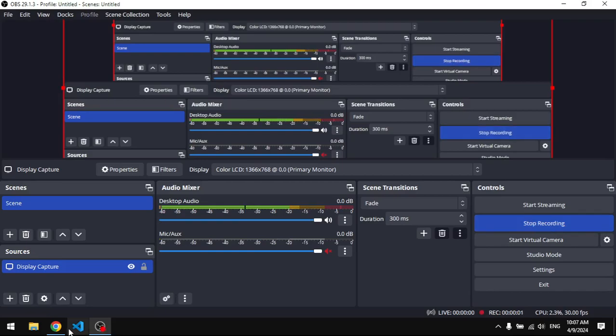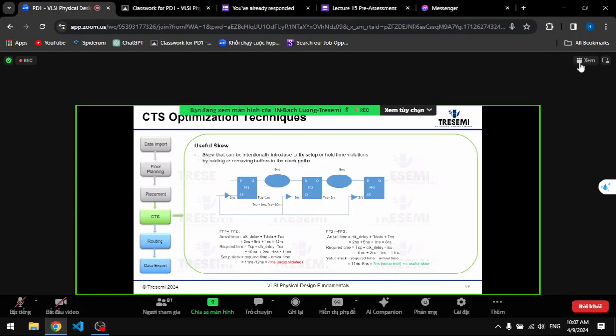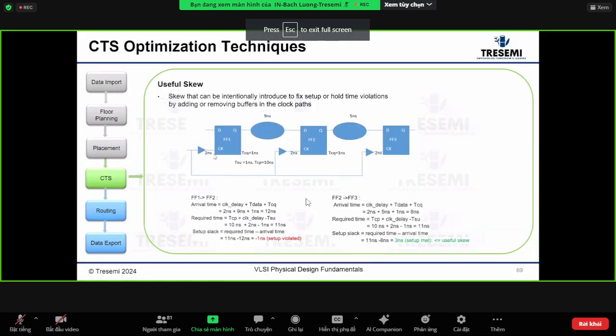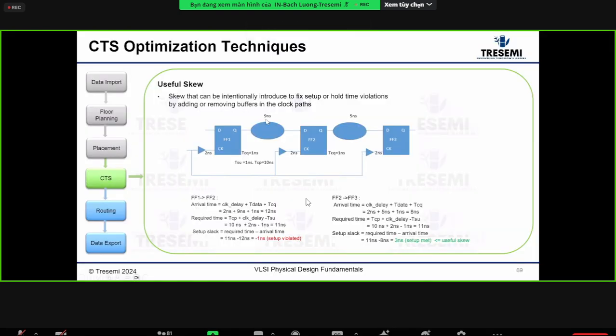These useful skew skills to fix timing. Actually, this useful skew is there, but we need to use it to fix timing. So the bottom line, useful skew is something that we add to fix up hold time violations.